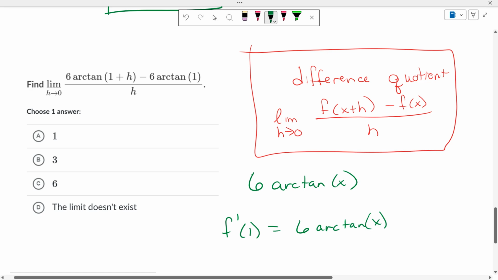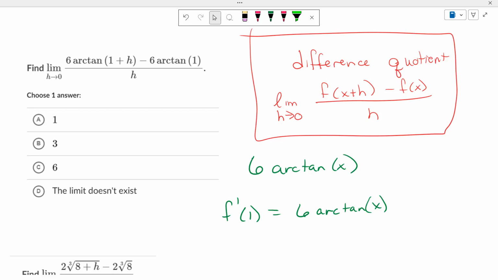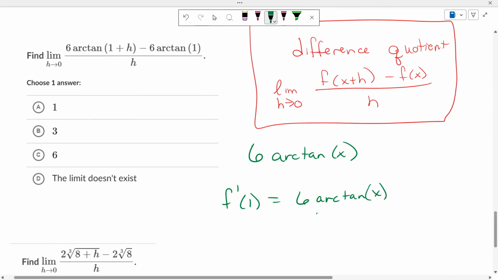Now, how can we do that? Well, we could use our graphing calculator if you wanted. You could graph y equals 6 inverse tangent of x and see what the slope is at 1. Or we can use the arctangent formula, which is 6 times 1 over 1 plus x squared. Well, what is x in this case? 1 squared. So it's 6 over 1 plus 1 squared, which is 1 plus 1, which is 2. So 6 over 2, which is 3.